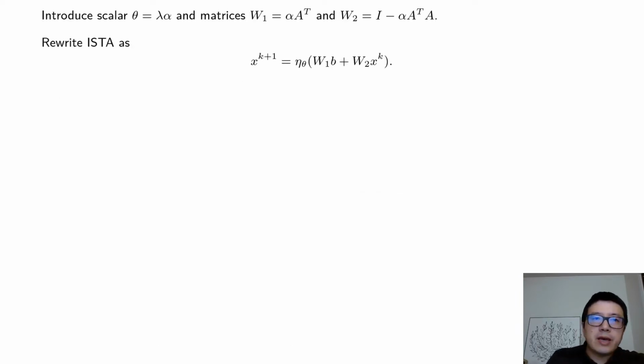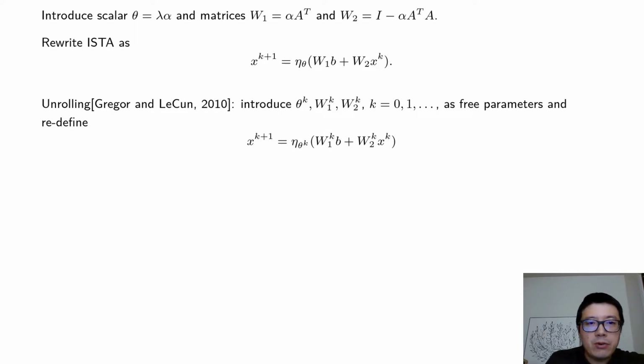We can introduce a scalar theta for the threshold and matrices W1 and W2 that depend on the sensing matrix A in the lasso model. And this will allow us to rewrite ISTA equivalently in this form. So this is exactly the same iteration as before, but now it looks like a neural network. There's a linear operator, there's an offset, and there's a nonlinear operator.